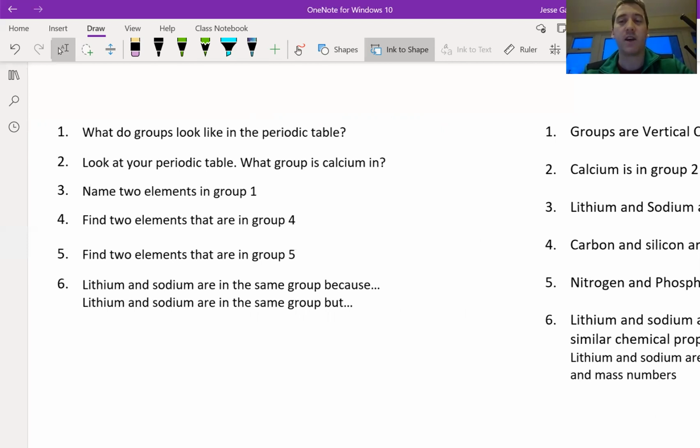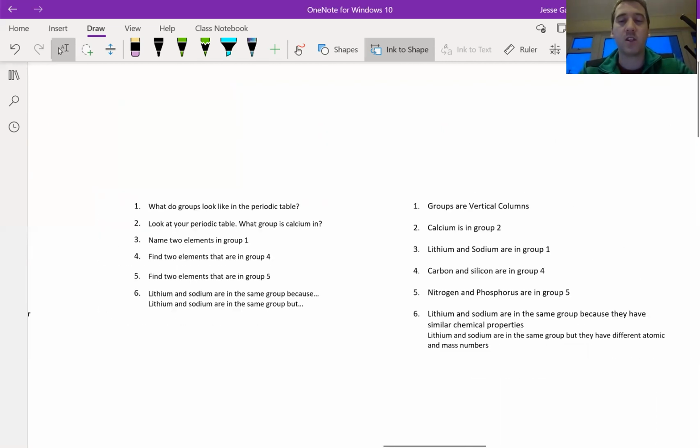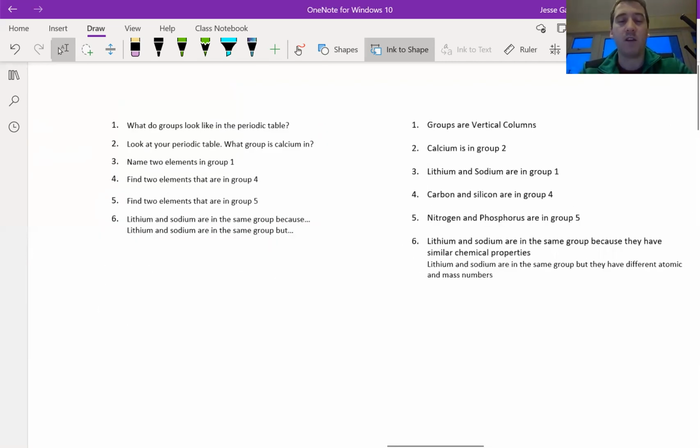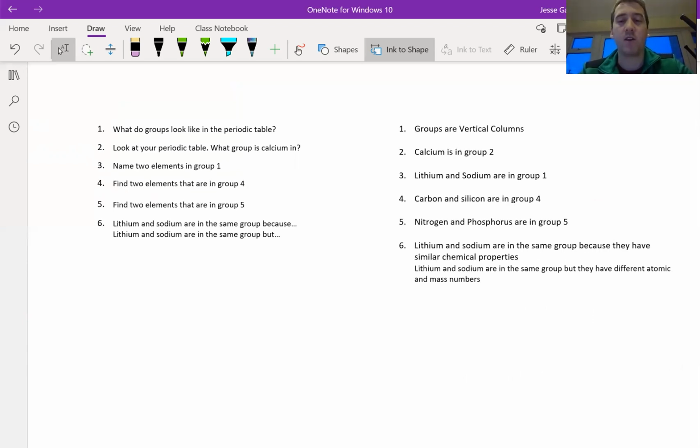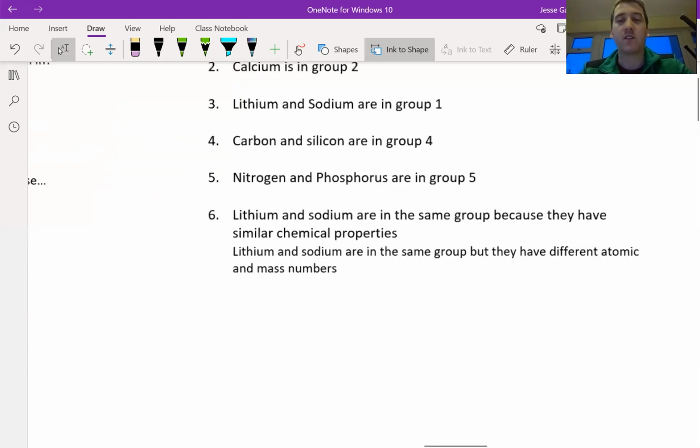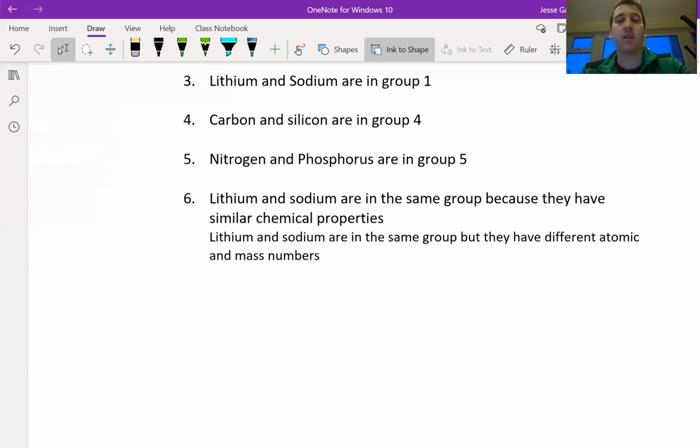Now we've seen this type of task before, so it shouldn't be very new to you. Let's see what I have written. So long as your sentence makes sense, it's okay, but you might want to have a read of mine. It says lithium and sodium are in the same group because they have similar chemical properties. So they get put in the same group because they have similar chemical properties.